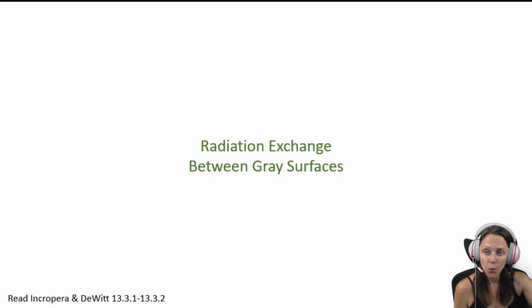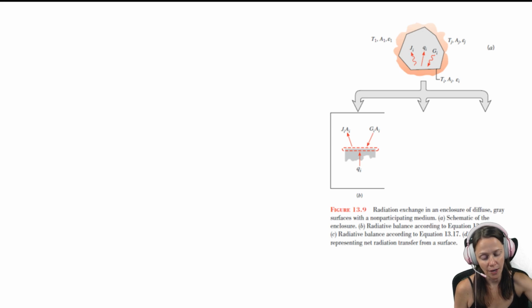All right, so we've talked about radiation between surfaces that behave as black bodies and enclosures, and now we're going to extend that to surfaces that are not black bodies. So let's take a look at figure 13.9 in your book. We see an enclosure in the top part of that figure. The surface at the bottom has irradiation onto the surface and radiosity coming from the surface.